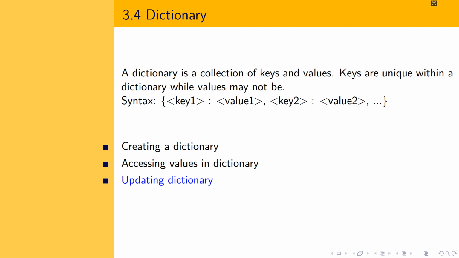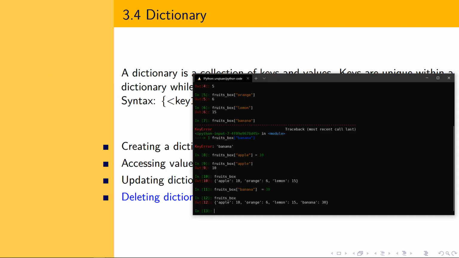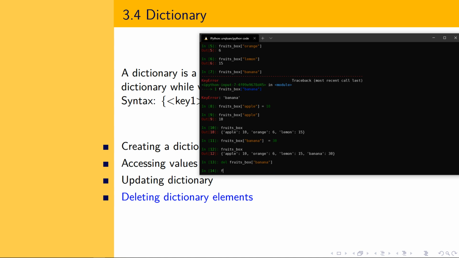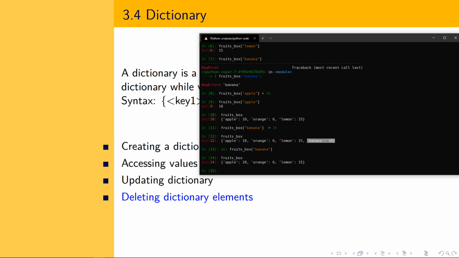The next thing is about deleting dictionary elements. So you can remove an element in the dictionary using the del statement. You use del, and the fruit box, and you put here the key you want to delete, like the banana. You ate them all, and you want to remove it from the box. And you can check again the fruit box here, yeah, the banana is now gone, right?